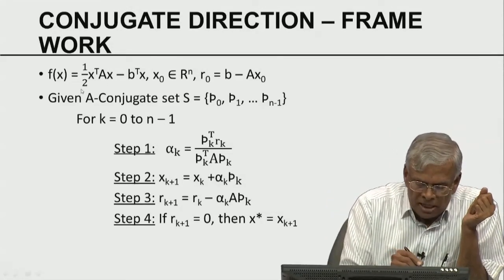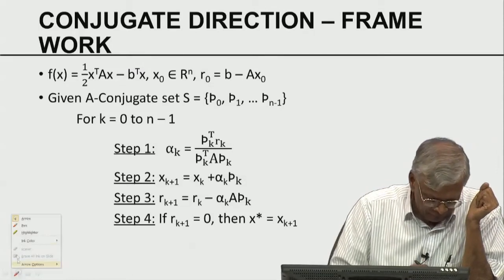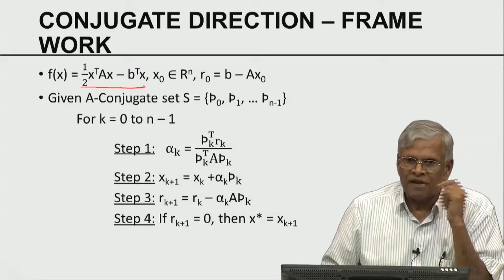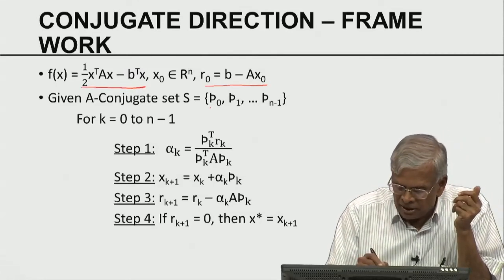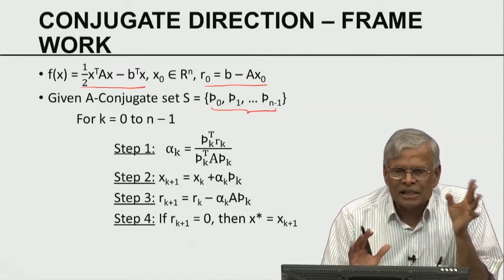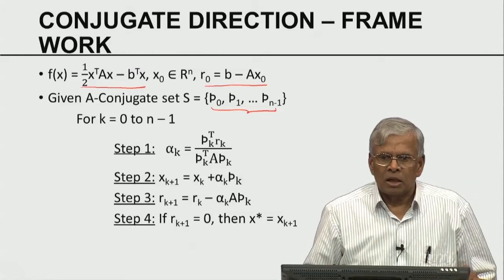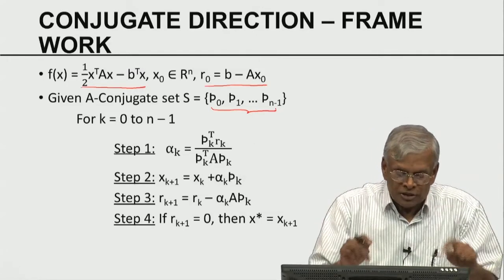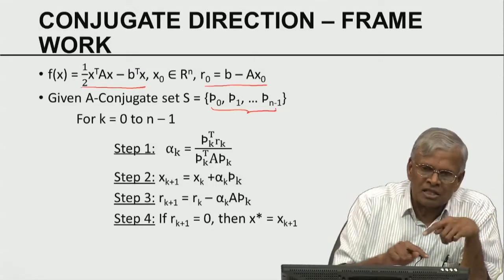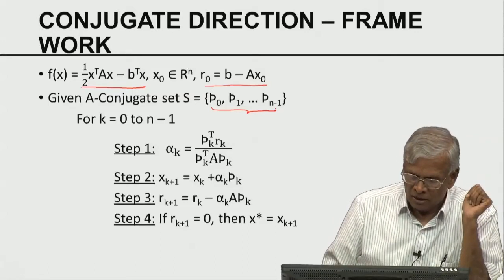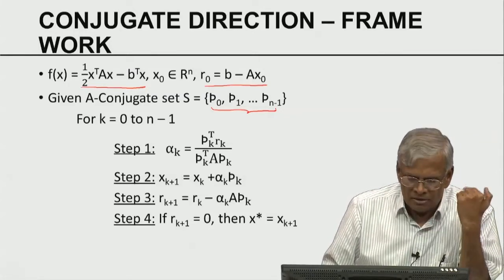So let me summarize this now. Let f of x be one half of x transpose A x minus b transpose x, r naught is b minus A x naught. Let us assume I am given a set of n A-conjugate directions. The whole analysis depends on the existence of the n conjugate directions pre-specified, given to us. So if somebody gives me a set of n A-conjugate directions, where A is the matrix of the quadratic form, where A is a symmetric positive definite matrix, then from the above analysis, what is it we can do? I can try to minimize each of the g of alpha_k for k running from 1 to n. That is exactly what is being done here.